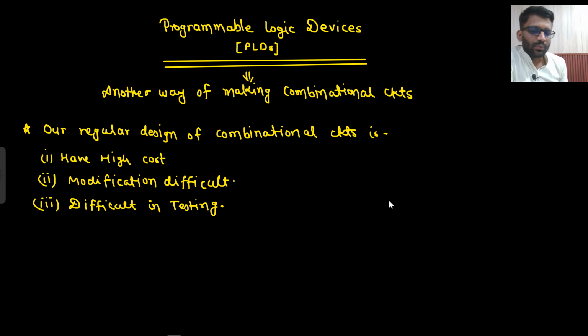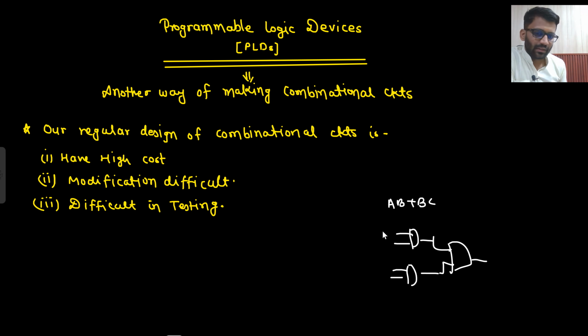Now if I ask you to implement AB plus BC, how will you implement it? Sir, AB, BC, and then sir there is an OR gate. So this is how you will implement it. Now this is how we were implementing all our combination circuits. Whatever the combination circuits we have studied, we were implementing in this manner only. So what is the issue with this manner? The issue is it is high cost, it is having high cost. Secondly, they will be difficult in testing.